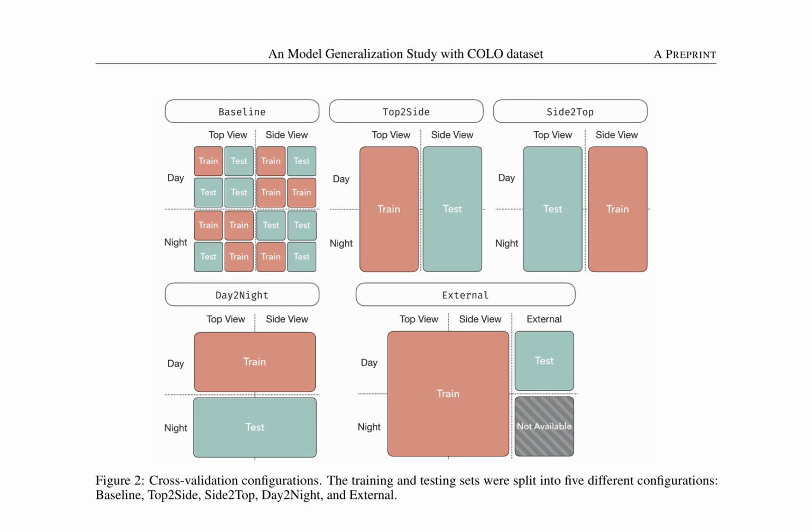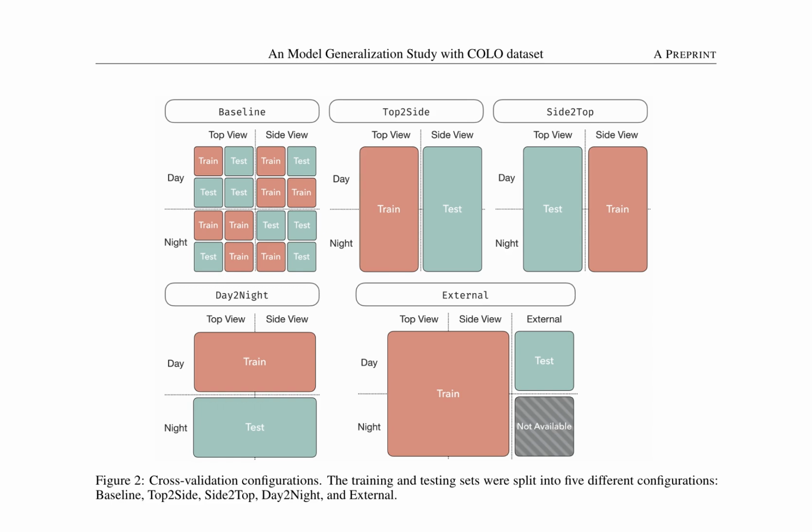In Study 1, a cross-validation strategy was employed to compare the performance drop between different view angles and lighting conditions. 5 training configurations were designed: baseline, top to side, side to top, day to night, and external. The YOLOv9 model was used as the base model for this study. The results showed that the model's performance decreased when trained on one dataset configuration and tested on another, highlighting the challenge of generalizing to unseen conditions.